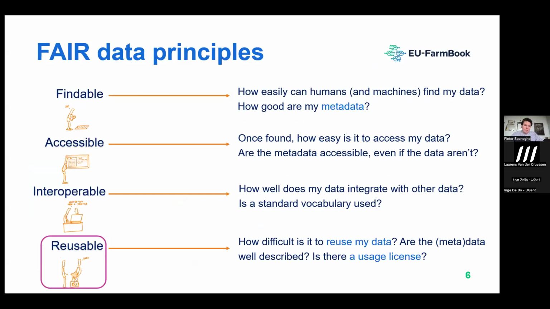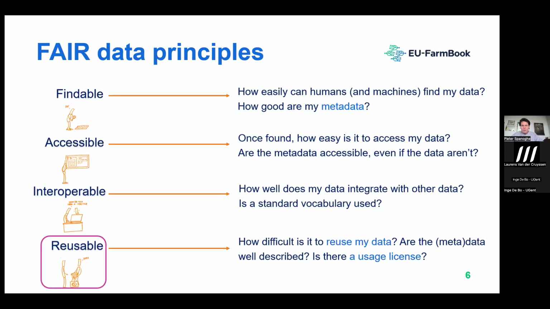I'll say a couple of things. You see here the FAIR data principle. I hope in the meantime, most of you have heard about it. So what is FAIR? Findable. How can I find that information? Yes, the place to be will be EU-FarmBook. Accessible. Can I download it? Can I get it? Yes, EU-FarmBook will make it accessible.